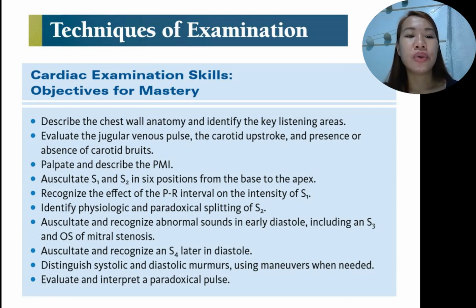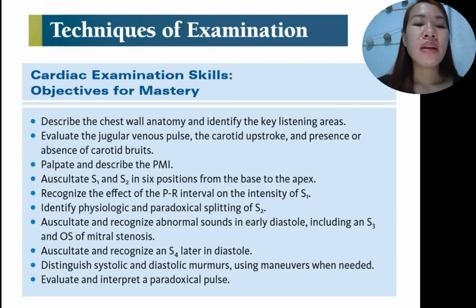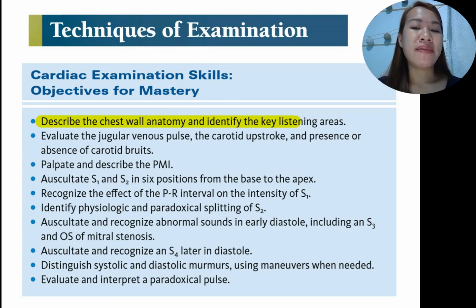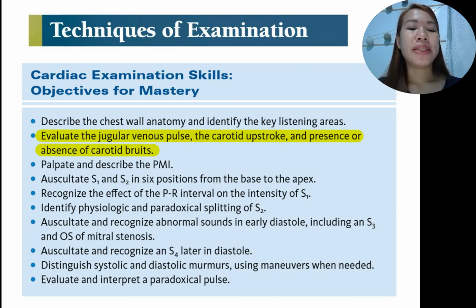Okay? So for cardiac examination skills, we have to master the following. We have to describe the chest wall anatomy. That's the first thing we did. Identify the key listening areas. So remember, ape to man. And then evaluate the jugular venous pulse. So we'll try to do this. The carotid upstroke and the presence or absence of carotid bruit. Palpate the described point of maximum impulse. So by now, you have to know where the PMI is located.